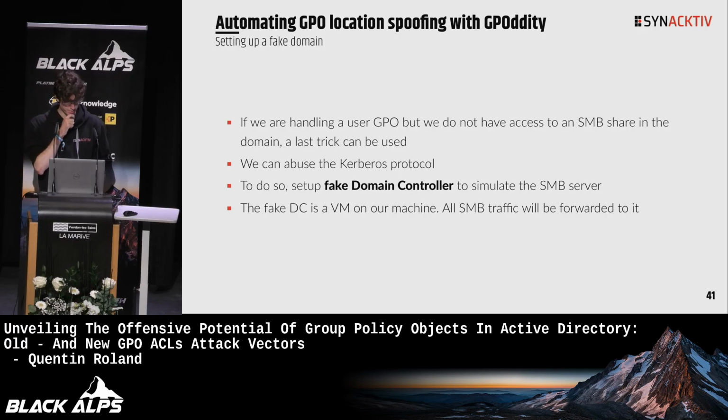So let me explain. We can actually set up a fake domain controller that will not be on the network of our targets, that will not be on the domain of our targets. This will just be a virtual machine on our host, for instance. And we will simply forward all SMB traffic to this machine that will act as our SMB server.